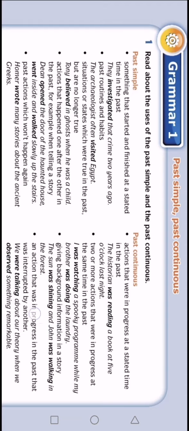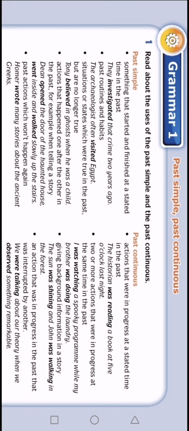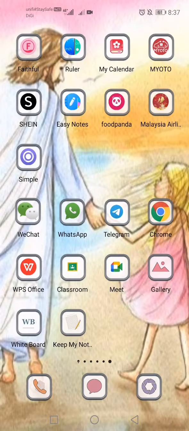The last one, this is very easy. Giving background information in a story. The sun was shining and John was walking in the forest. This is not very important. You just remember when you're telling a story, what was happening at that time is still ing. The third one and the first one are actually almost the same meaning. Okay, let's look at the next one.